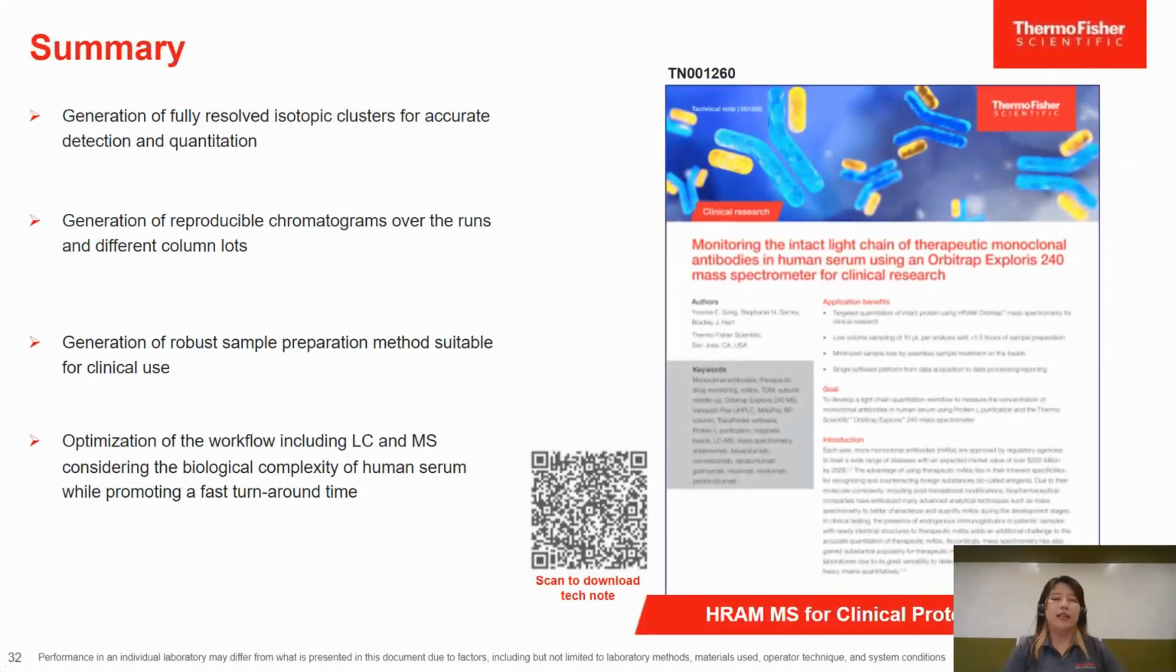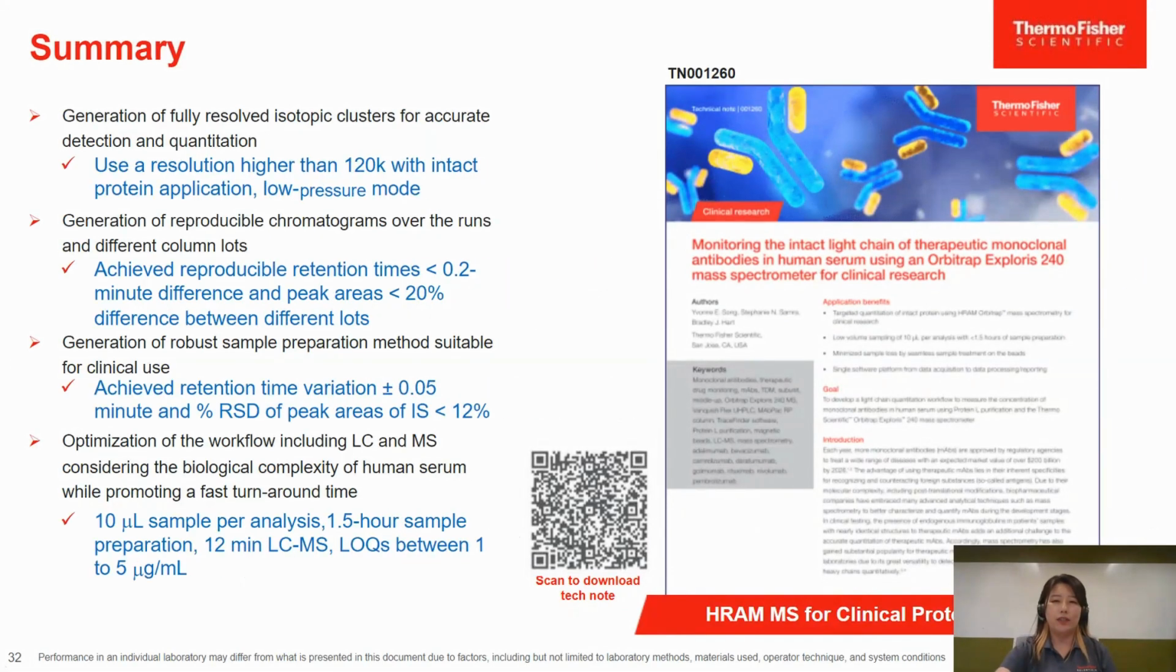So in summary, based on our aims, we successfully developed the middle-level approach for the light chain quantification of therapeutic mAbs. And with the high resolution mass spec, we applied a resolution higher than 120K with the low pressure mode for intact protein application in the Orbitrap Exploris 240 mass spec. Also, we achieved reproducible chromatograms, showing reproducible retention times and peak areas as well.